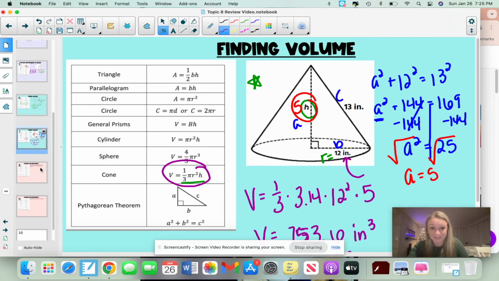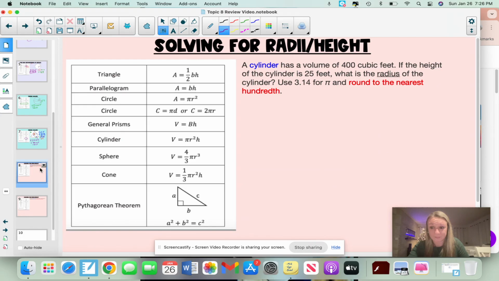Okay, last skill, which is probably the most challenging. The last skill that we talked about is when you are given the volume of a figure and you need to solve for other variables like a radius or like a height. You need to be really, really careful with this, okay? The best thing that you can do for yourself is to look at the shape, write out the formula, and erase variables and plug them back in.